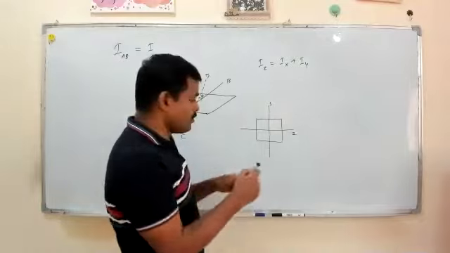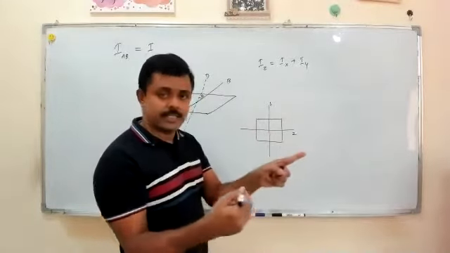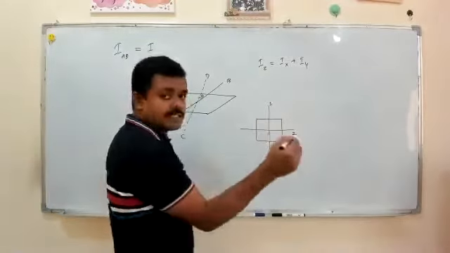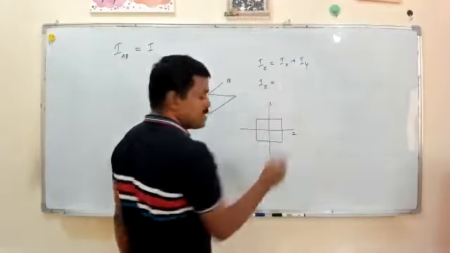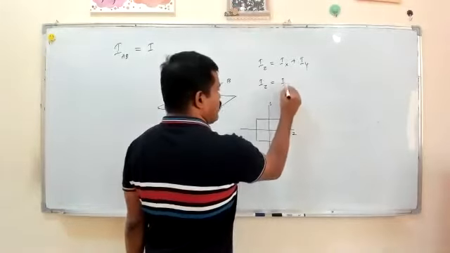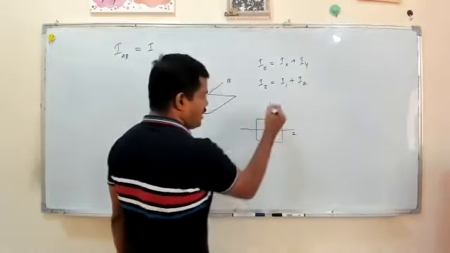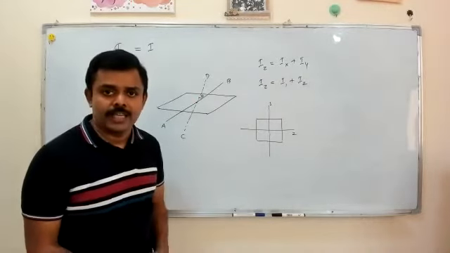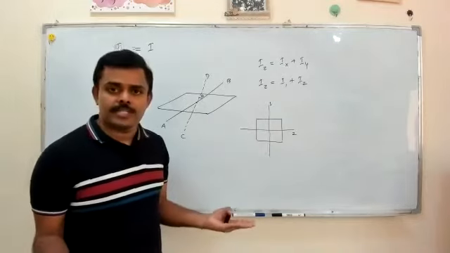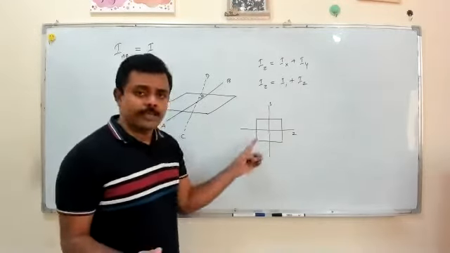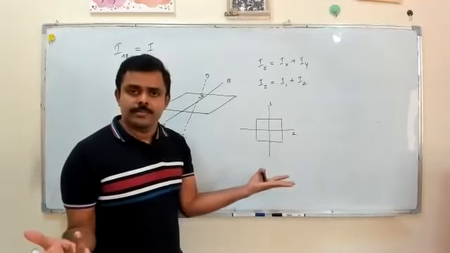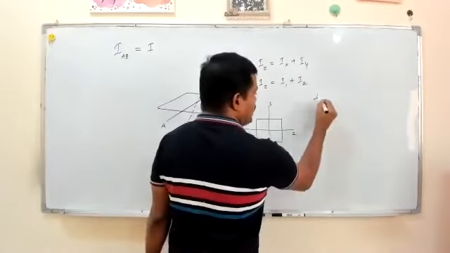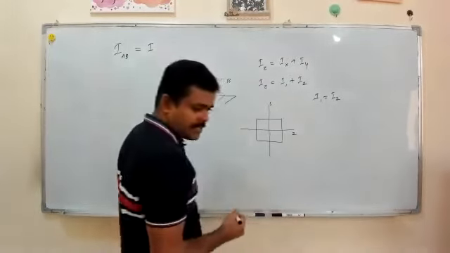Look at the z-axis, it is coming out of the board. So Iz is Ix plus Iy. Ix is I2, Iy is I1. So Iz is I1 plus I2. But I1 and I2 are the same, because by symmetry, this line and this line look the same. So I1 is equal to I2.